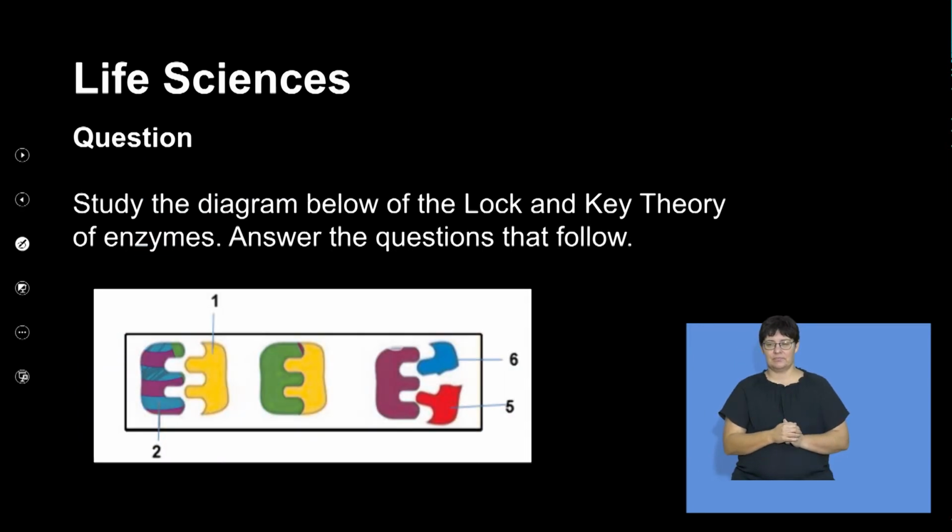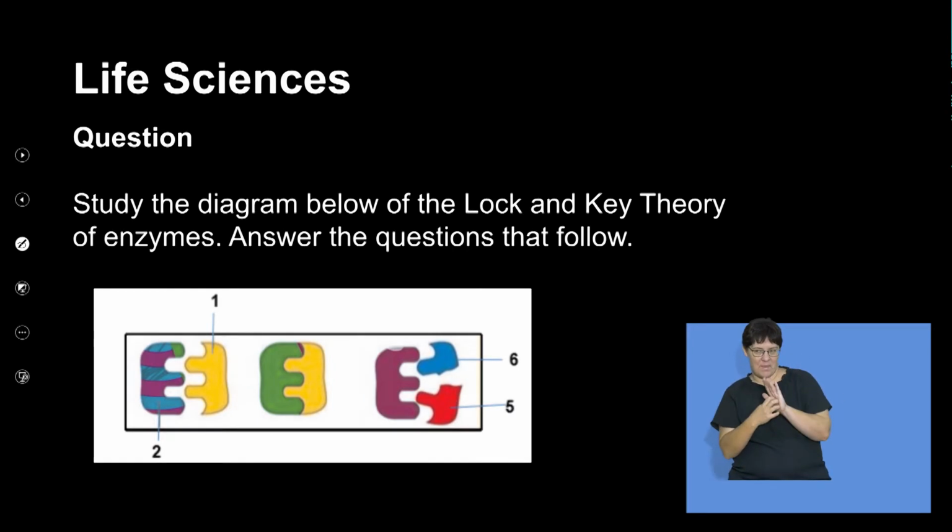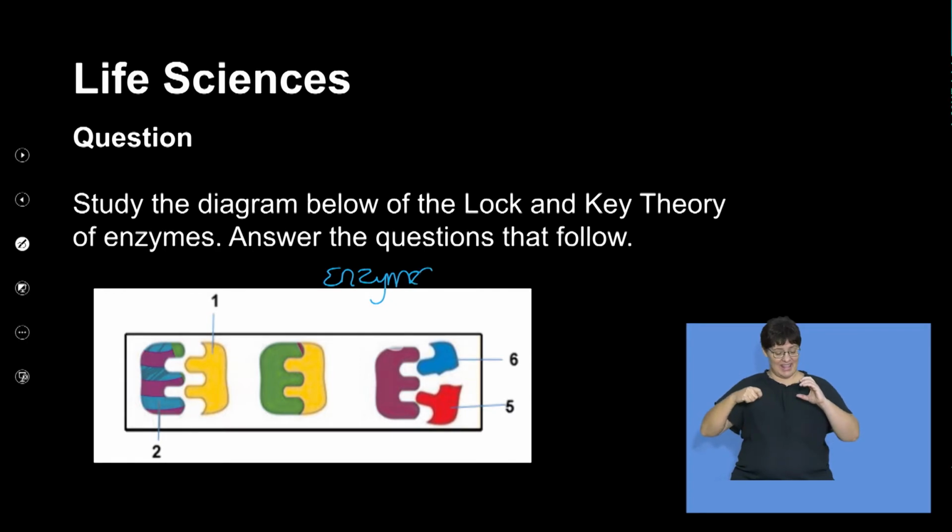Right, let's go to our next question. As soon as we see the diagram, we should think, okay, very important, it's enzymes. That's what I must think. Before I even read, I must recognize that it's the lock and key enzyme diagram. So let me go and read what it says. It says, study the diagram below of the lock and key theory. So if I haven't recognized it, now it's telling me.